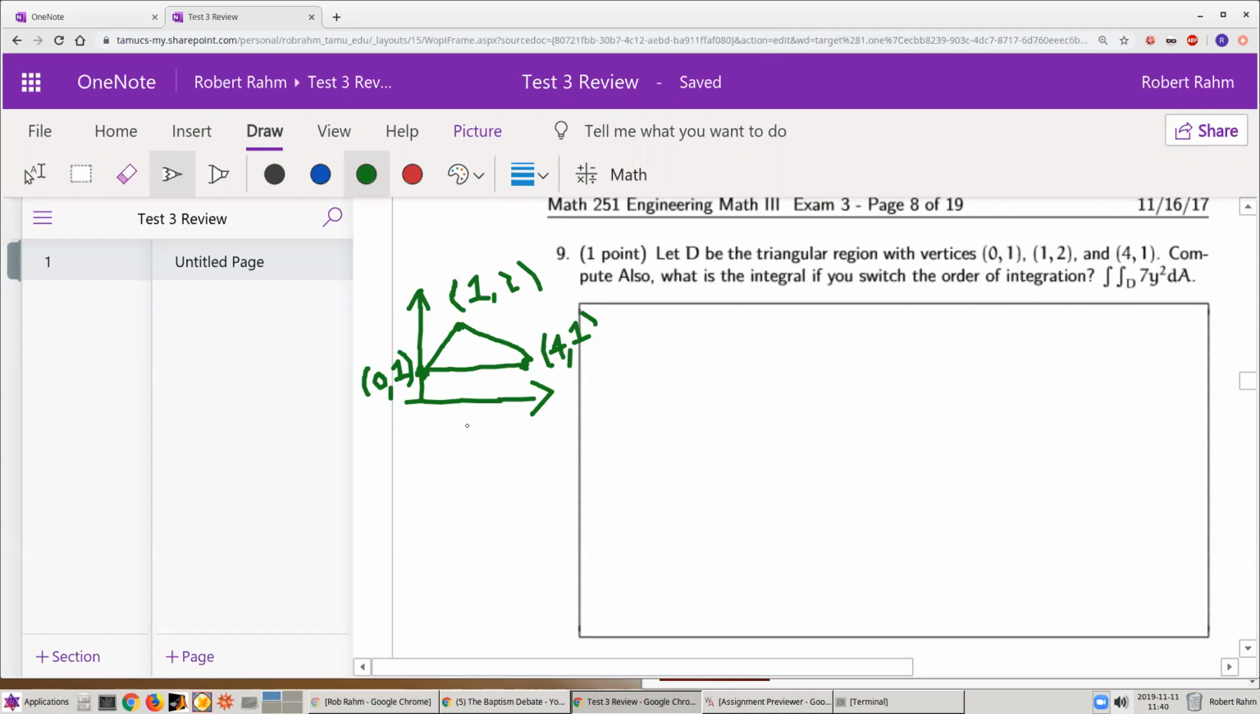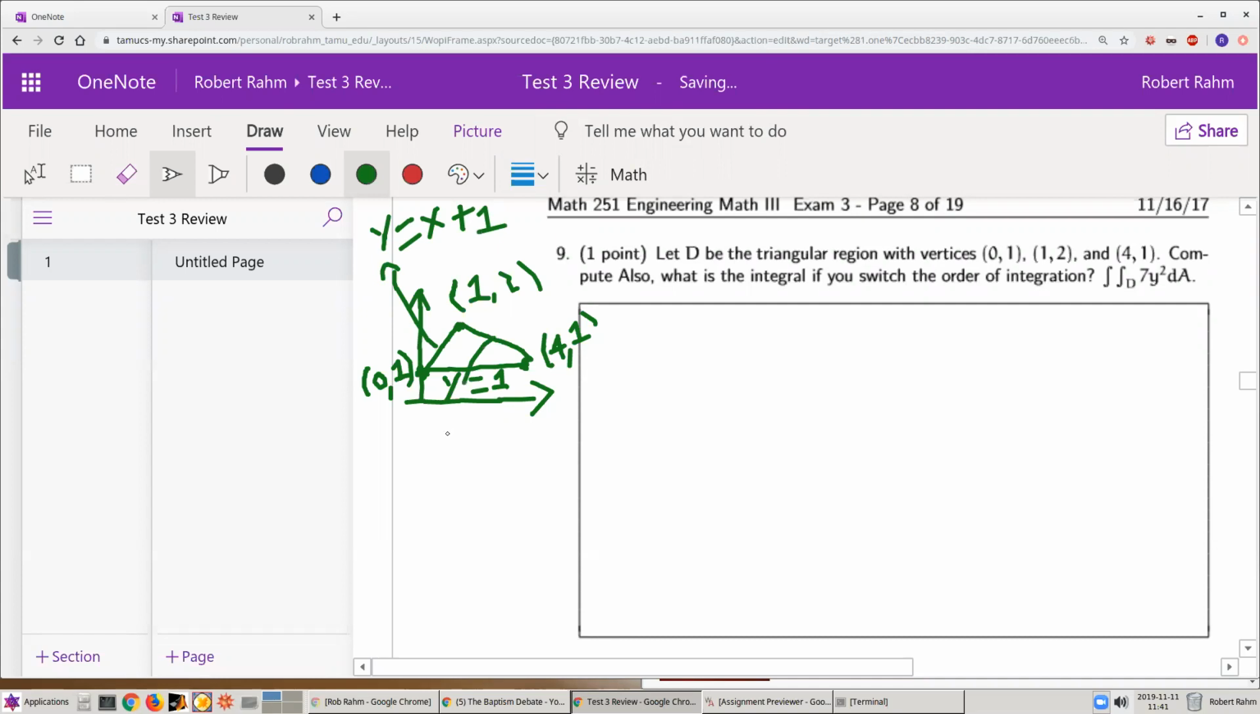And now, if you've done a few of these problems, you know that we're going to need to have an expression for each one of these lines. Okay, so for example, this line right here is y is equal to 1. So the horizontal line y is equal to 1. And for this line right here, the slope is 1 and the y-intercept is 1. So that means that the formula for this line is y is equal to x plus 1.